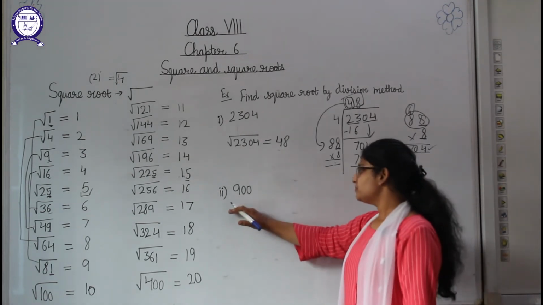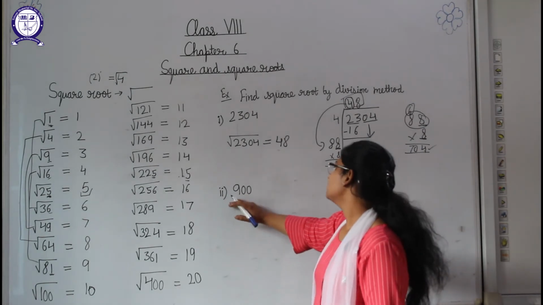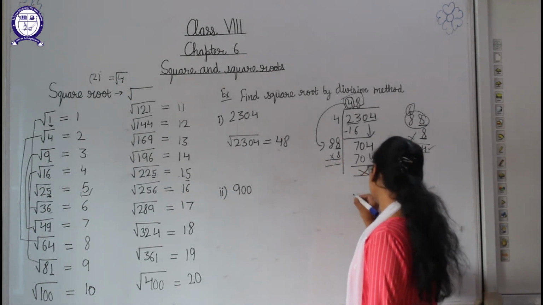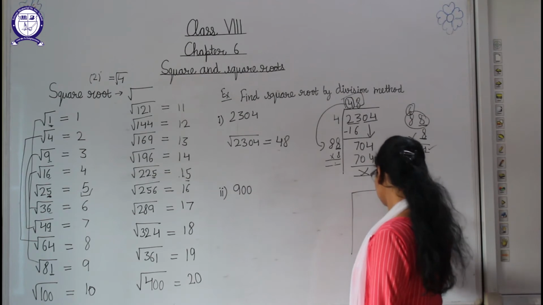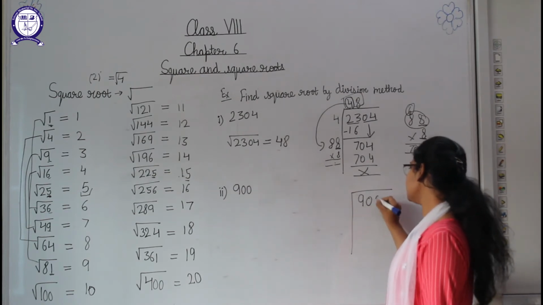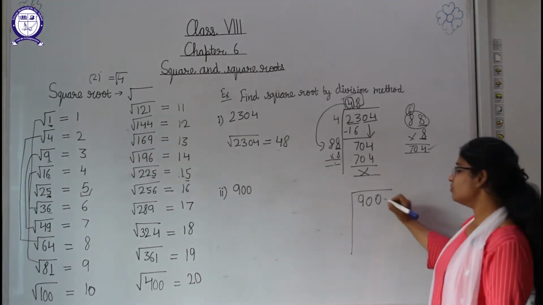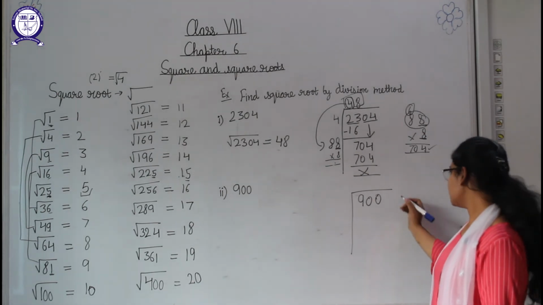Now we will solve one more part. 900 is given to us, so we will again make a bracket like this. Now 900 is given to us. As I told you, we will start making the pairs from the end.